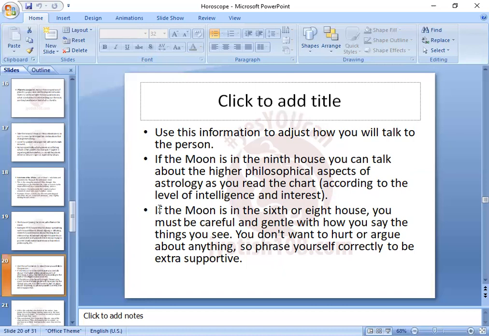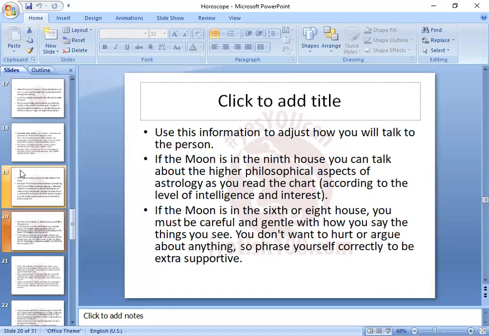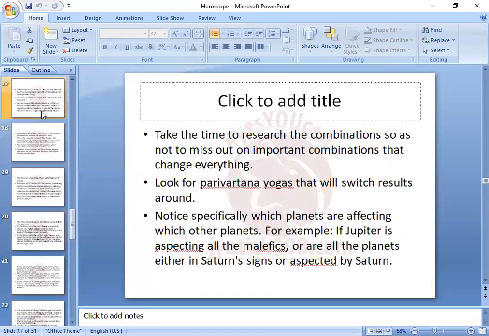If the moon is in the sixth or eighth house, you must be careful and gentle with how you say the things you see. You don't want to hurt or argue about anything, so phrase yourself correctly to be extra supportive. So this is very, very important. Okay, as an astrologer, you should always focus on speaking the truth, but how you speak the truth has to be adjusted according to the way in which the moon is placed in the horoscope.